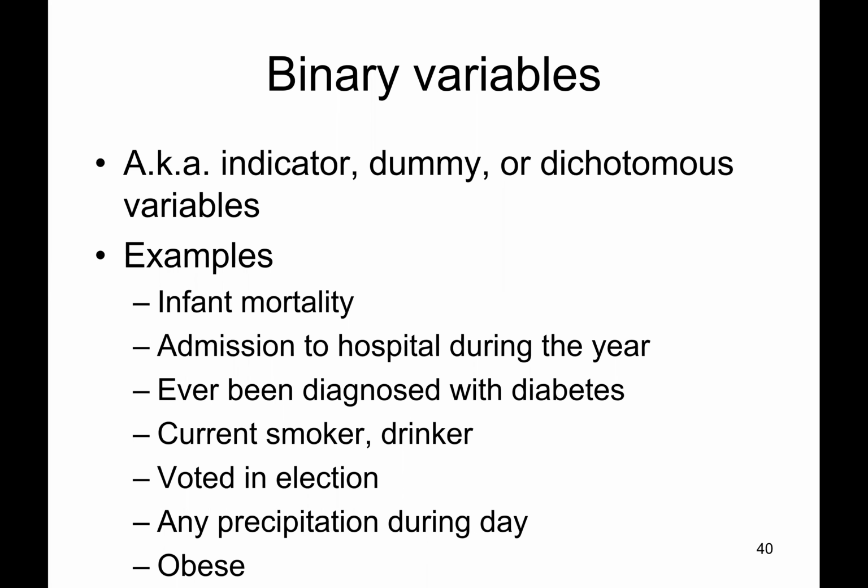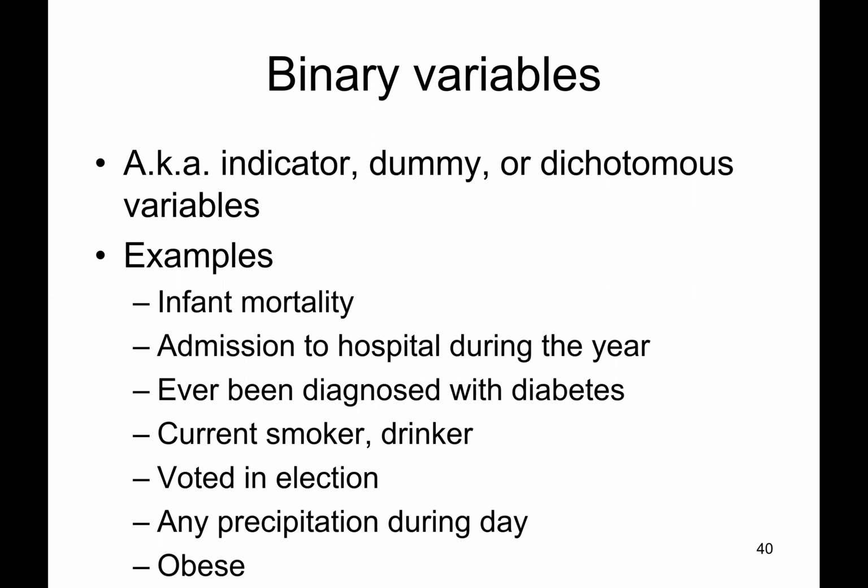Another very important concept in regression modeling are binary variables. They're also known as indicator variables, dummy variables, or dichotomous variables. What these are, they're variables that either happen or they don't, which means that they correspond to values of either 0 or 1. There are lots of examples of things that we care about that follow this pattern.